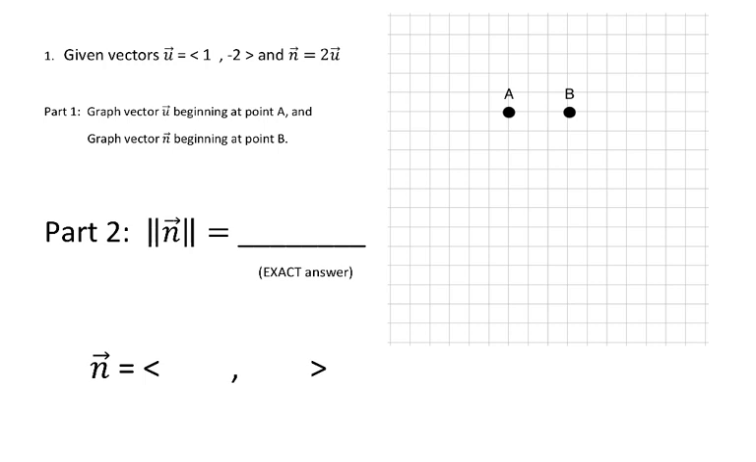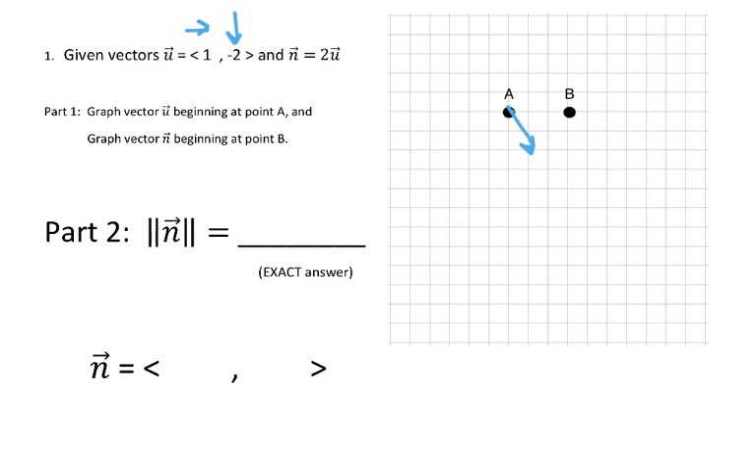So let's start by graphing the vector u, which is <1, -2>. Positive 1 tells me I am going to the right 1. And then negative 2 is telling me I'm going down 2. So from the point A, I am going to go right 1 down 2, and my terminal point will be right there. So I'm going to draw my little arrow.